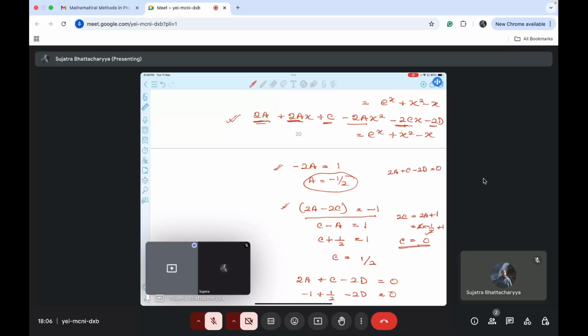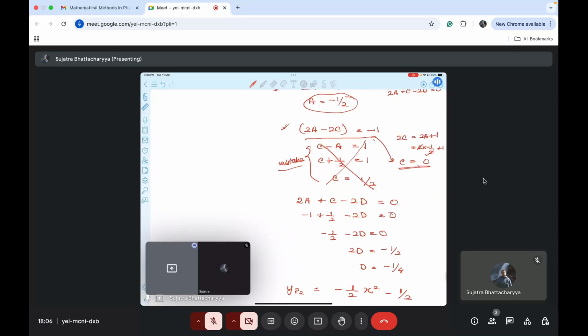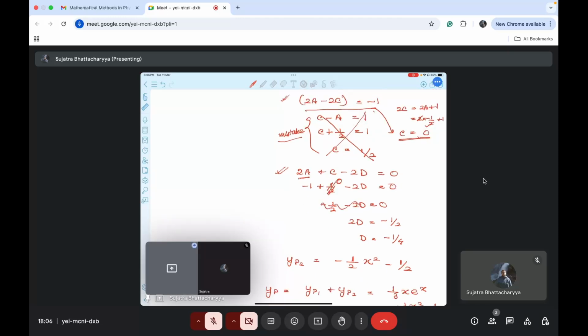So all these things you can chalk out. There is some mistake here. Okay, I will re-upload this one. So this will give you c is equal to 0. Now if you put this into the equation for the constant, what you get is minus 1, fine, plus 2 times c. c is 0 now. And this is minus 2d. So you can clearly see that if you cancel everything, 2d will be equal to minus 1. So d will be equal to minus half.